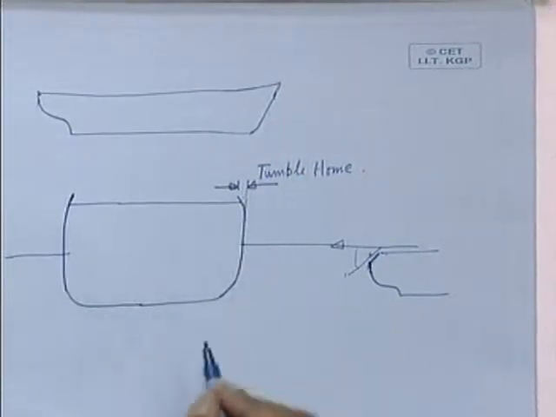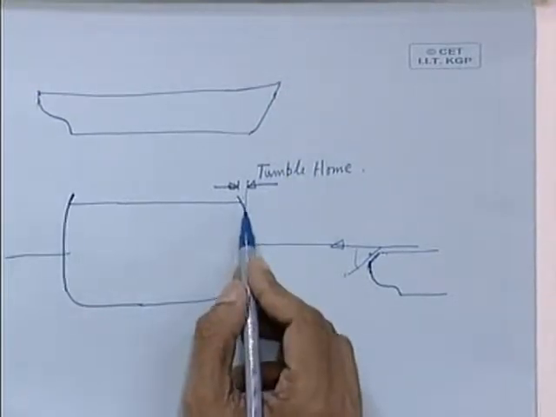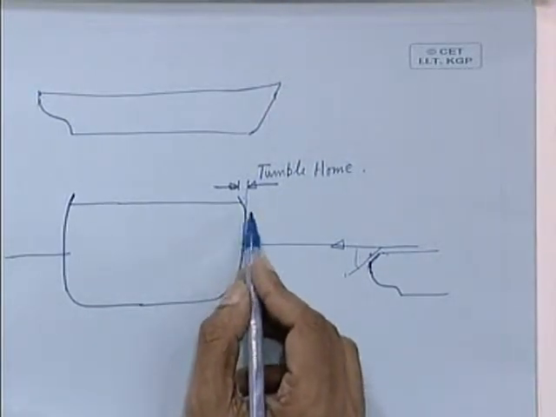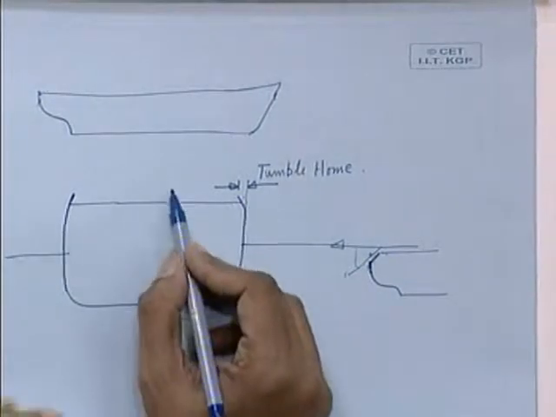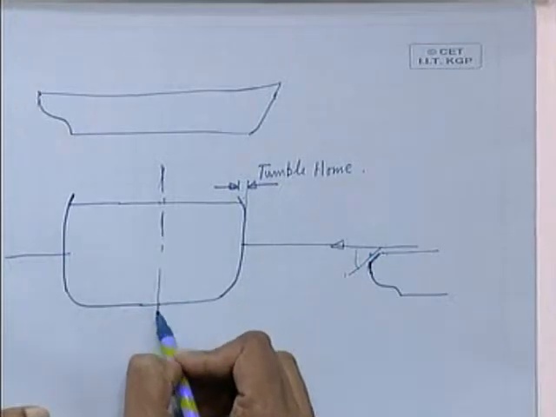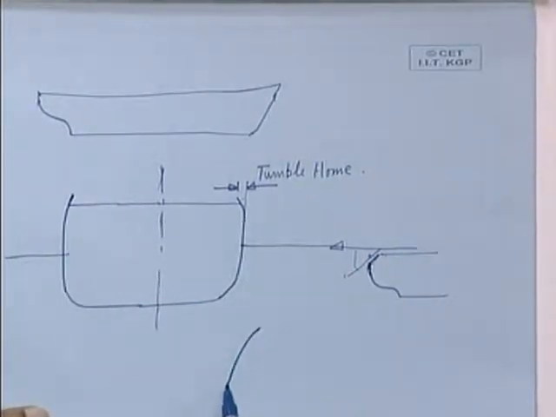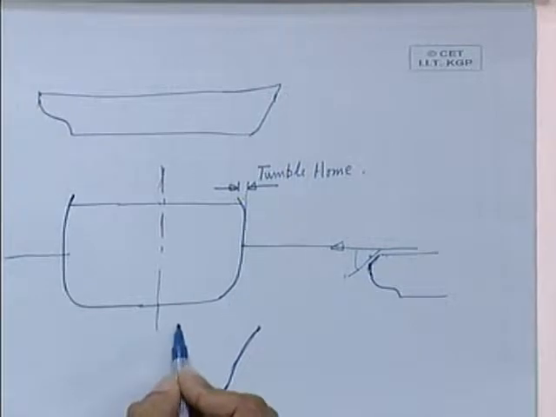And the opposite of this tumble home is called a flare. The deck, the shell plating will not be having a curvature towards the ship's center line, but it will be having curvature outside. That means the deck is having a flare like this. And this, sorry, it will be something like this.